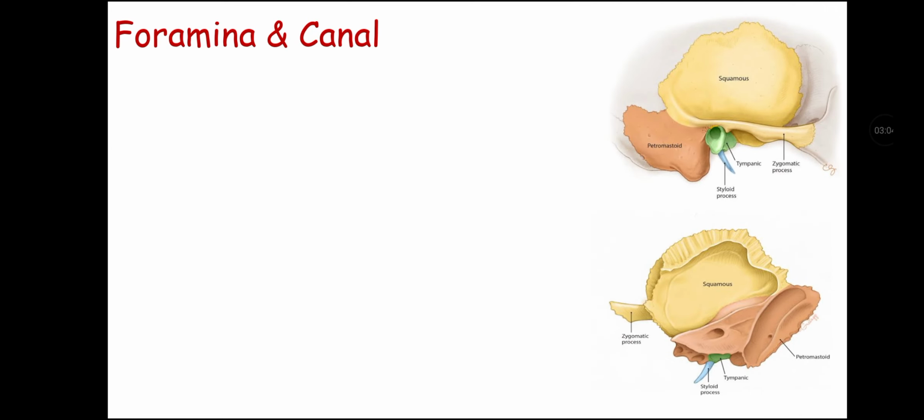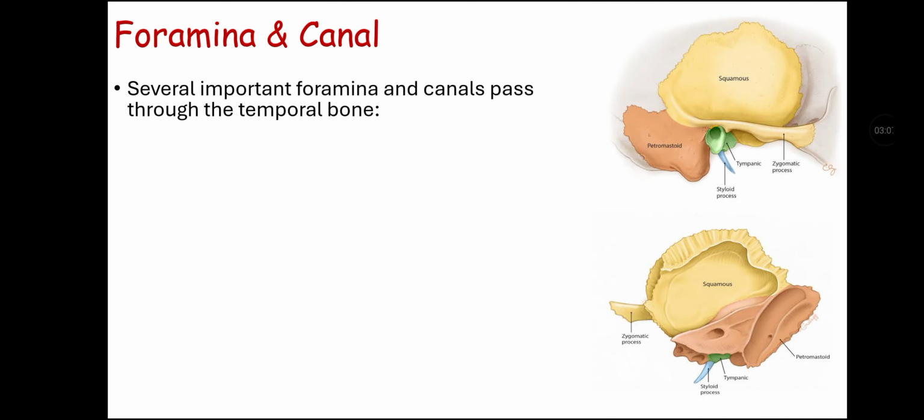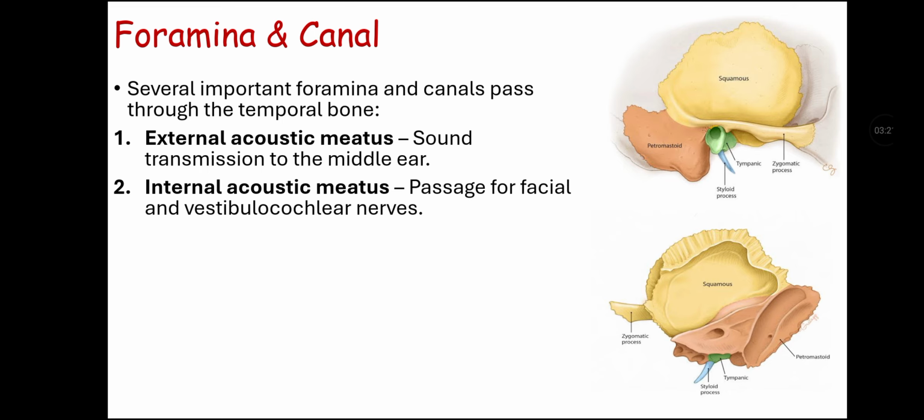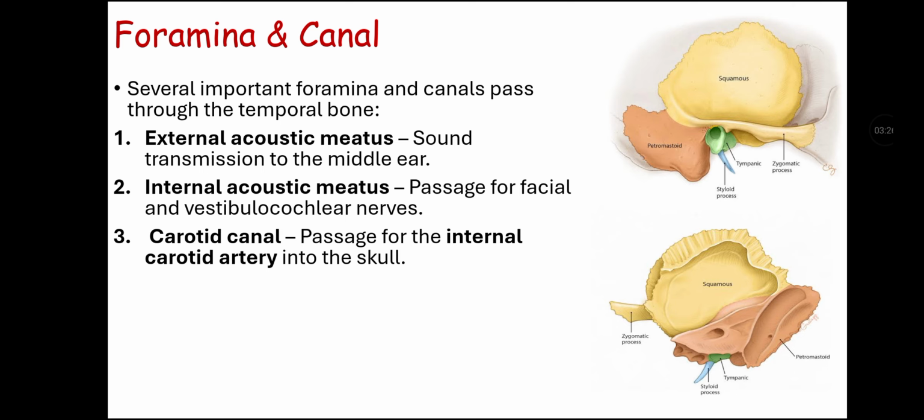Now let's talk about foramina and canal of temporal bone. Seven important foramina and canals pass through the temporal bone. For example, external acoustic meatus. As you can see here in the diagram, the opening in the green area is the external acoustic meatus. It is for sound transmission to the middle ear. And next is internal acoustic meatus. It is the passage for the facial and vestibulocochlear nerve.